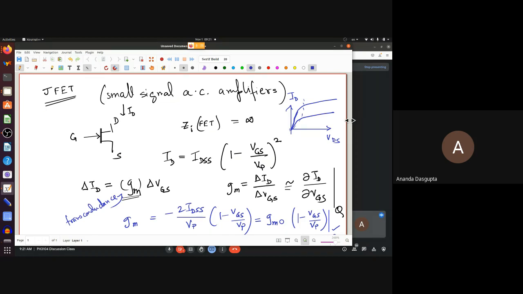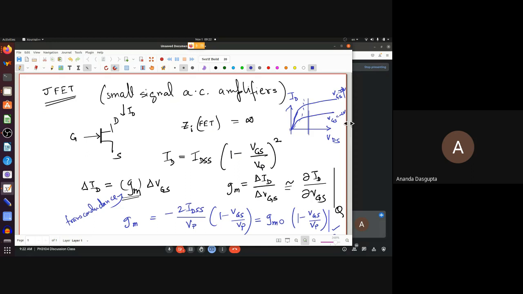And that upward slope would really tell you that ID actually is also dependent on VDS, even in the pinch-off region. So in the pinch-off region, the major dependence is that due to VGS. This is for VGS equal to, say, 0 volts. This is for VGS equal to, say, minus 2 volts or something. So ID depends drastically on VGS, but very, very slightly on VDS.